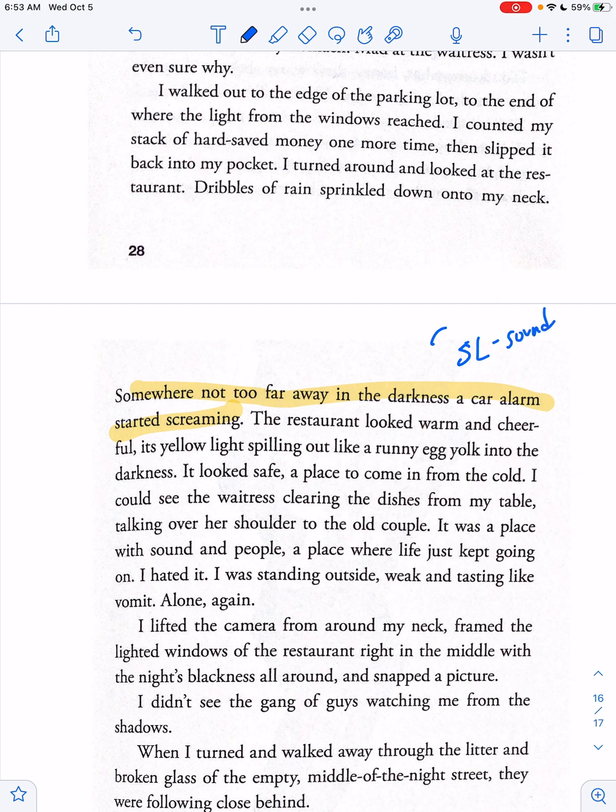The restaurant looked warm and cheerful, its yellow light spilling out like running egg yolk into the darkness. It looked safe, a place to come in from the cold. I could see the waitress clearing the dishes from my table, talking over her shoulder to the old couple. It was a place with sound and people, a place where life just kept going on. I hated it. I was standing outside, weak and tasting like vomit, alone again.